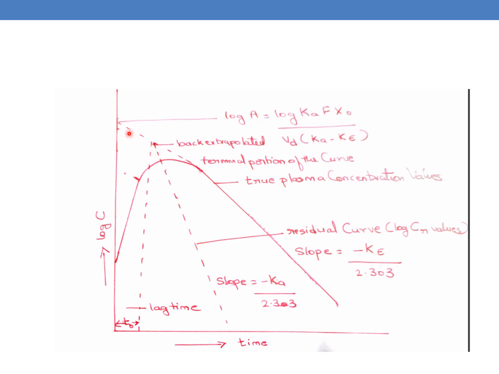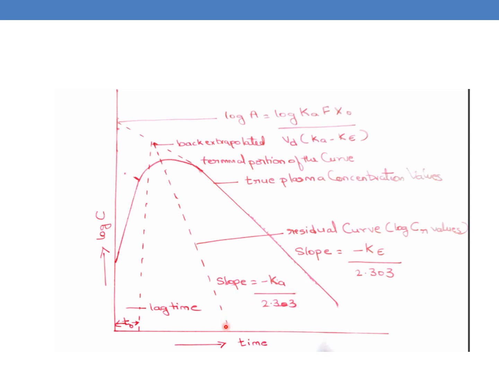The difference between the true plasma concentration and the back extrapolated line yields the residual concentration Cr. The dotted line indicates the residual concentration line Cr. The slope of the residual line yields the absorption rate constant. Slope equals minus Ka by 2.303.